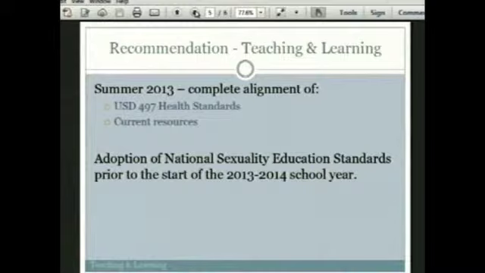And the T&L recommendation is that this can be done in the summer of 2013, with a proposed adoption of the new National Sexuality Education Standards prior to the start of the coming school year.